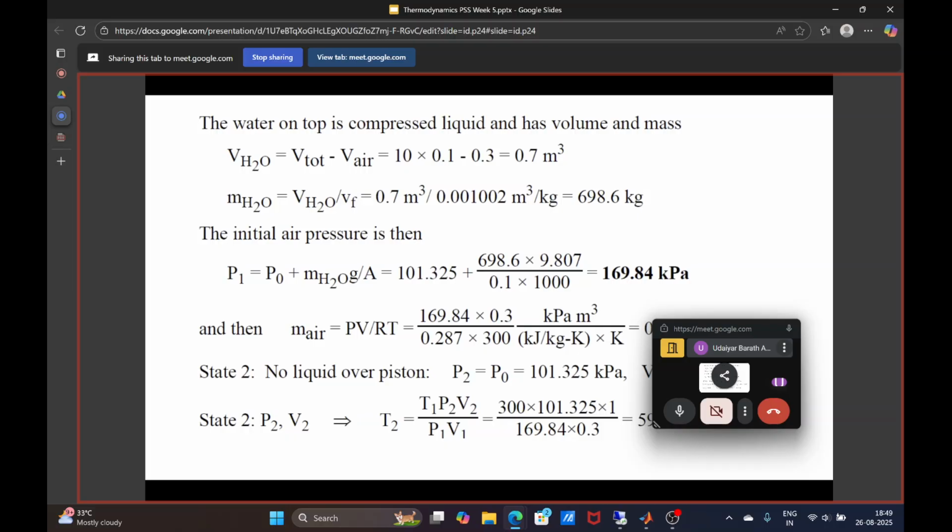So now since we know the volume, we can find out the mass. The mass of water will be volume divided by specific volume. The specific volume of water is 0.001002 meter cube per kg, and the volume is 0.7 meter cube. So substituting, we find that the mass of water is 698.6 kgs.